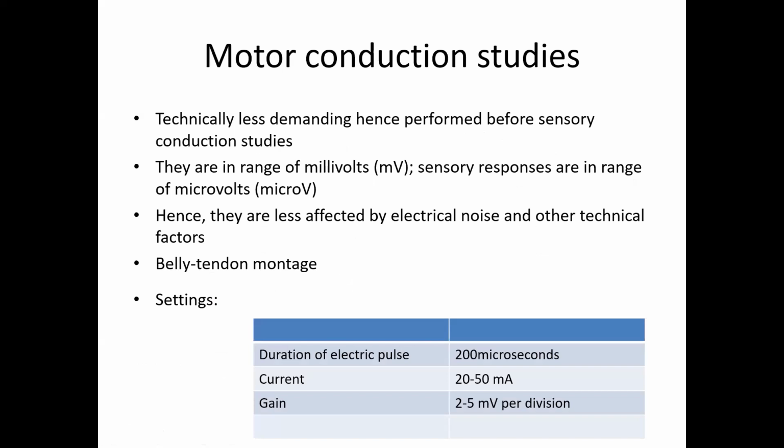Motor conduction studies are technically less demanding. They don't require much earthing. And that is why many times they are preferred before doing the sensory studies. But in the literature, they have always suggested sensory to be done before the CMAP study. Why is that?